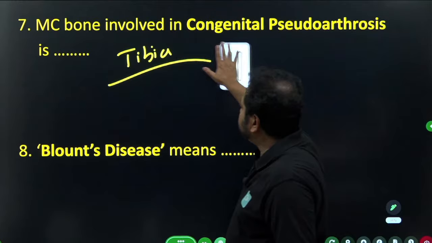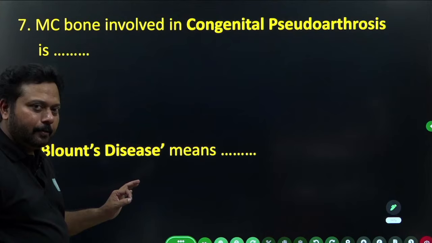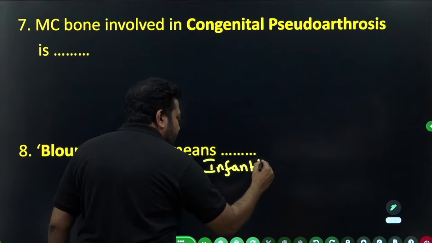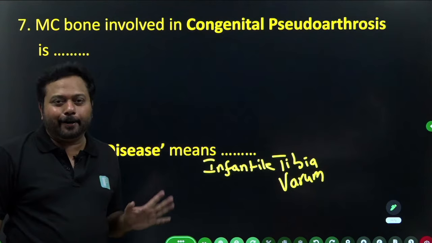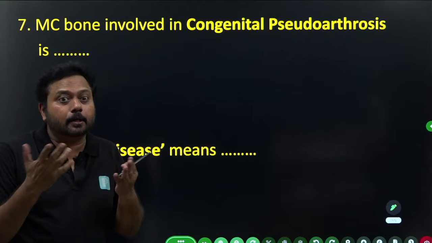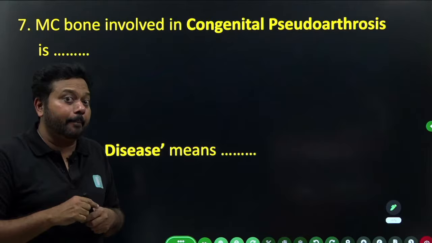Blount disease. What is Blount disease? Blount disease is infantile tibia varum. When a baby is born, you can't appreciate this. Bow leg is called varum, knock knee is called valgum, genu varum, genu valgum. The upper part of the tibia will go for varus deformity, an angular bow leg deformity. Not the knee joint, the upper end of the tibia. So it is called infantile tibia varum.